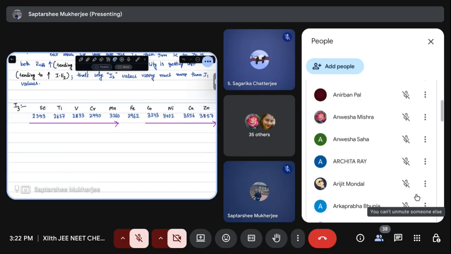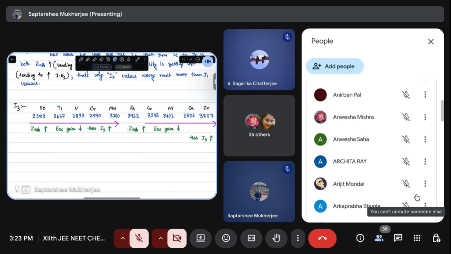So Z effective increases, exchange energy gain decreases, thus third ionization energy increases. The same thing I am attaching here, but then what went opposite or different for iron?